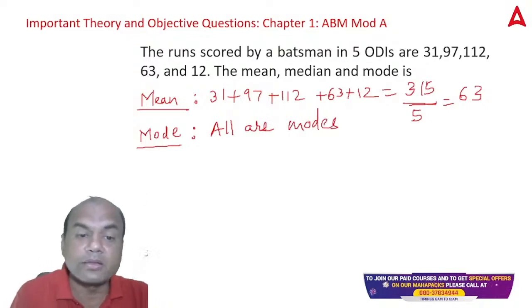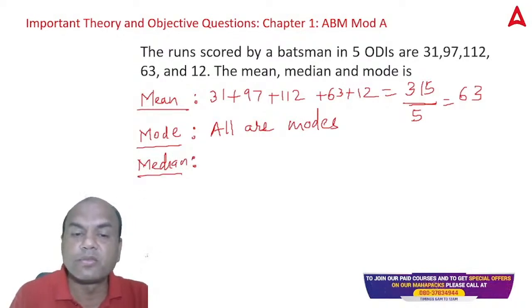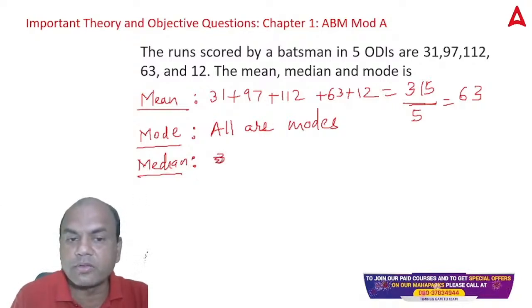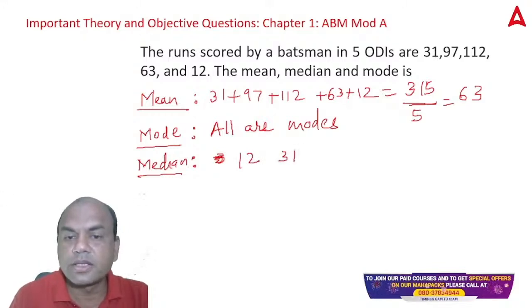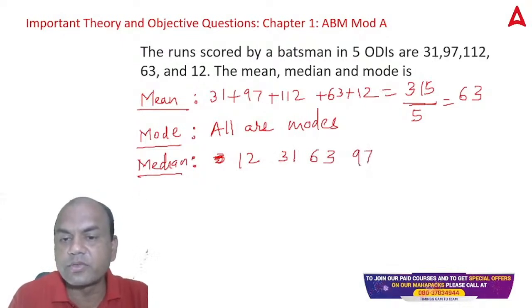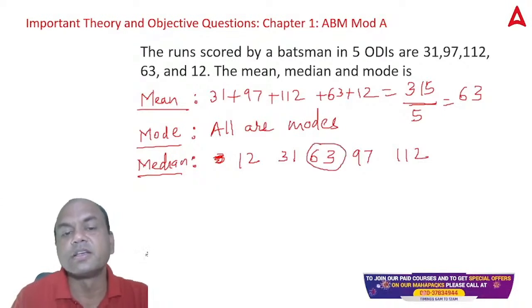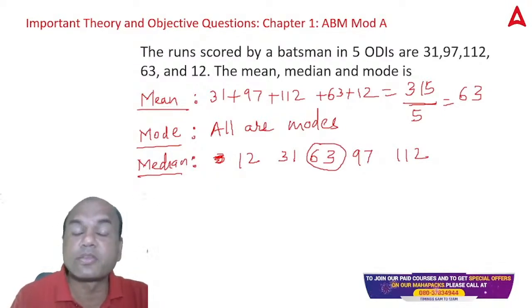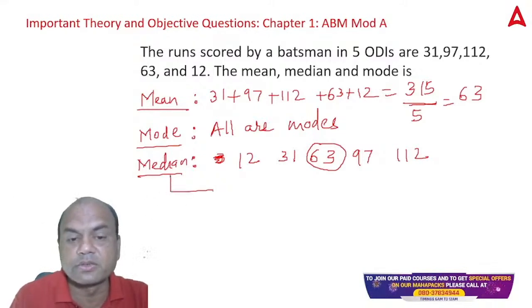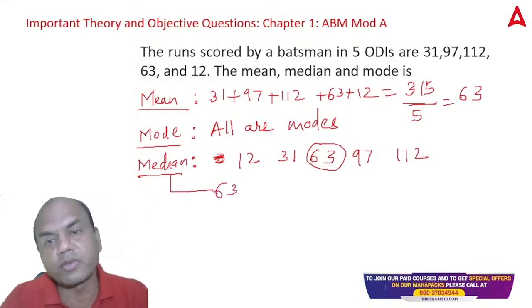Okay? Now median. How to find out the median? What did I say about the median? First arrange from the lowest to the highest. First is 31? No, not 31. Lowest is 12. Then 31, then 63, after that 97, and the last one is 112. Right? So arranged. Whatever is arranged, find the central number. Which is the central number? 63. So 63 is my median. Got it, everyone?